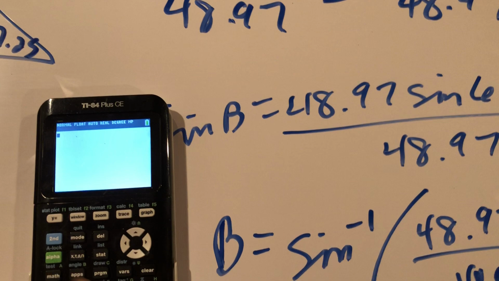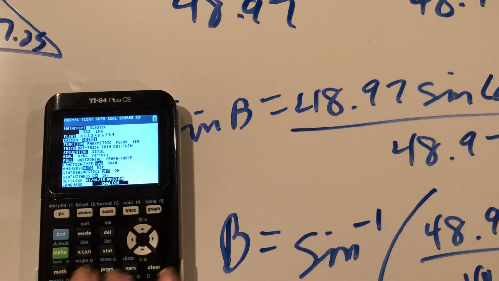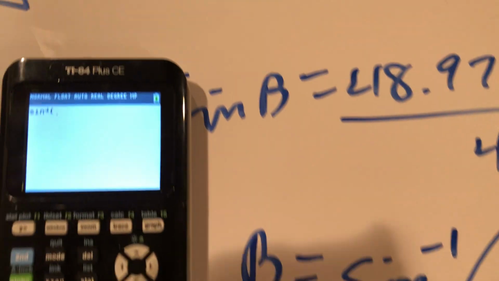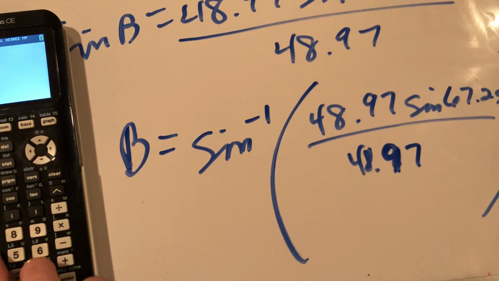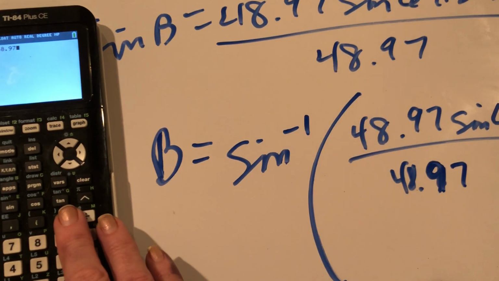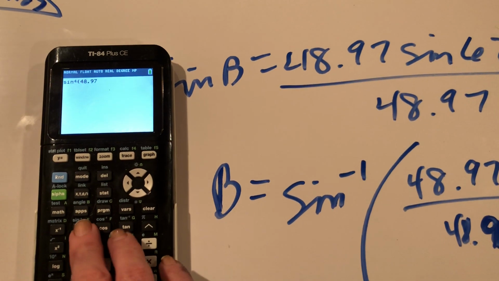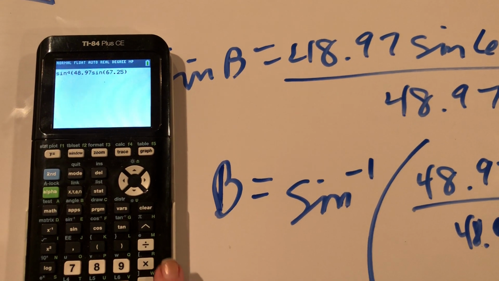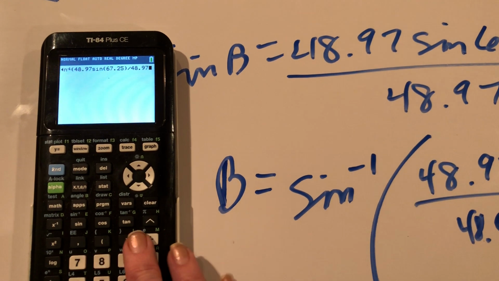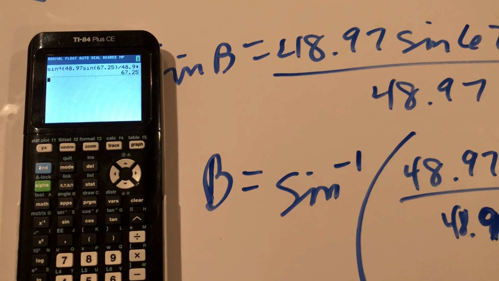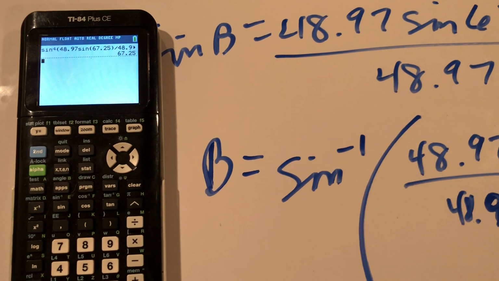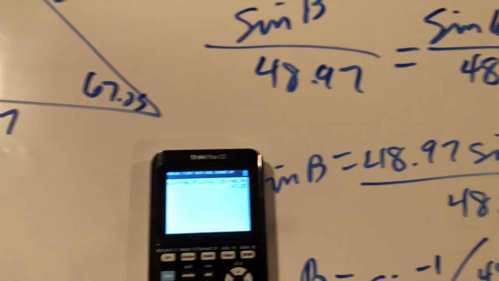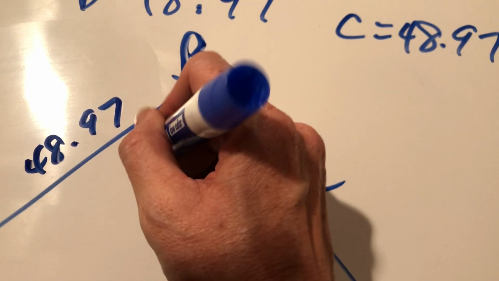Okay, maybe I typed it in wrong. Oh, hold on, let me make sure my mode is in degrees. Okay, I'm still in degrees. So let's see, second sine, 48.97, sine of 67.25, close parentheses, divided by 48.97, just close parentheses once. Okay, there it is. 67.25, so I don't know what happened. I just plugged it in wrong, which makes sense. Angle B should be the same.